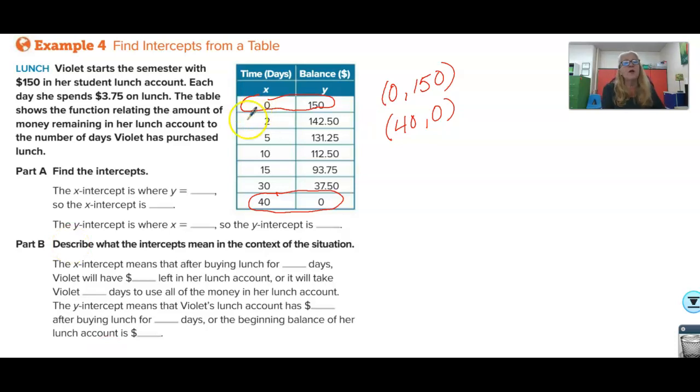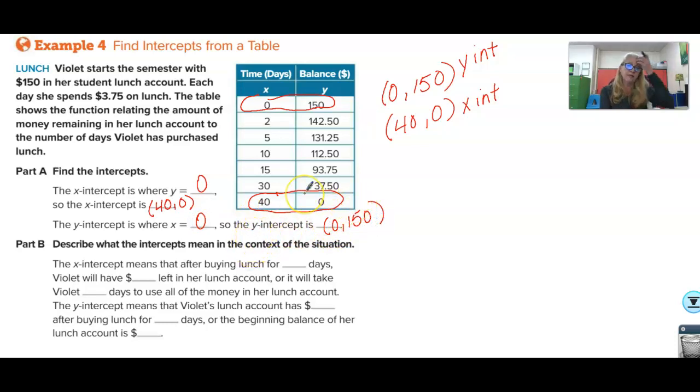So what we're trying to figure out, remember I said the x-intercept is when y is 0, and the y-intercept is when x is 0. So this is how you would figure out which one's which. The x-intercept is where y equals 0, so the x-intercept is 40, 0. The y-intercept is where x is 0, so the y-intercept is 0, 150.